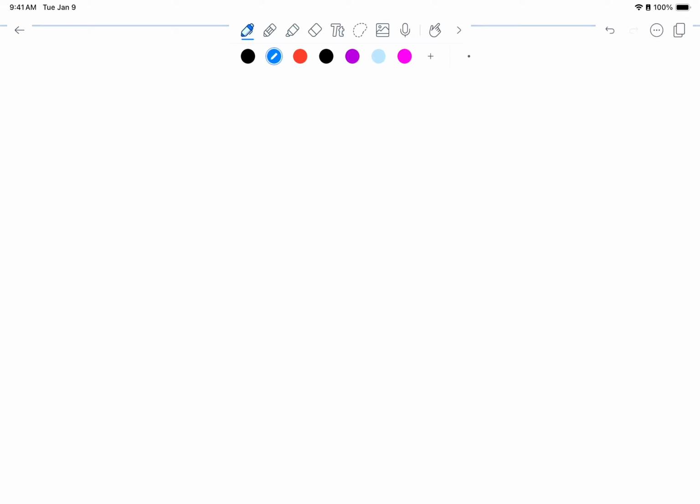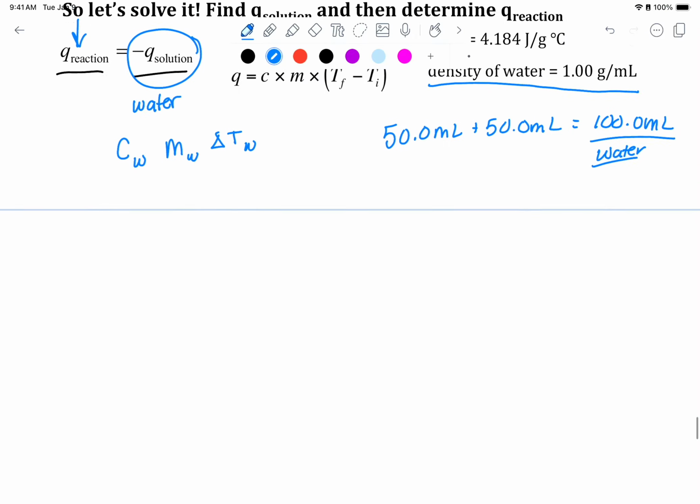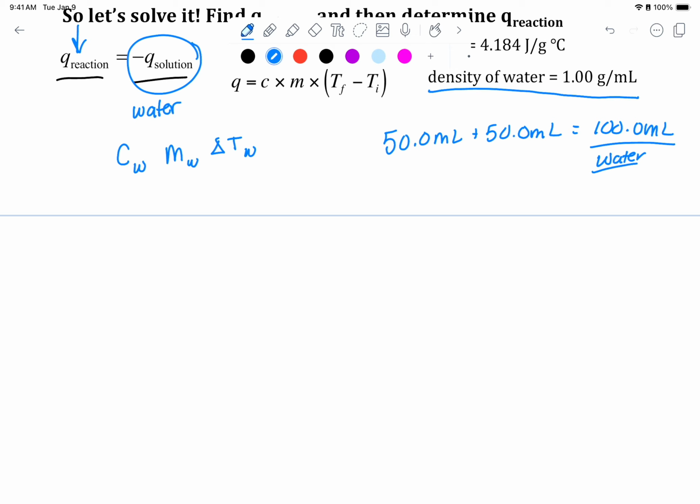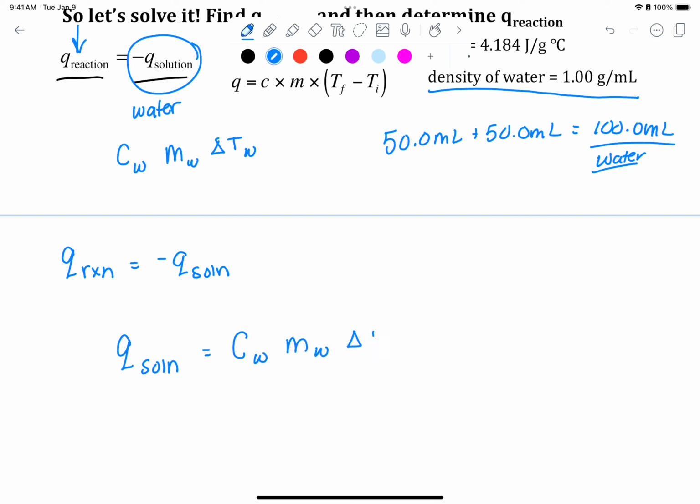Okay, so let's solve that. I'm going to get my calculator out here just so I have it on hand. Okay, so we said that the Q of the reaction is equal to the negative Q of the solution. So we want to just find Q of the solution, which is going to be equal to the C of our water, the mass of our water, and our delta T of water.